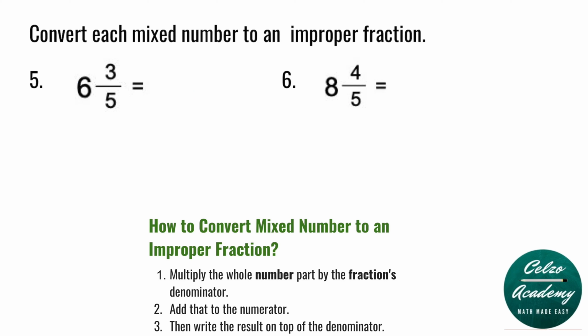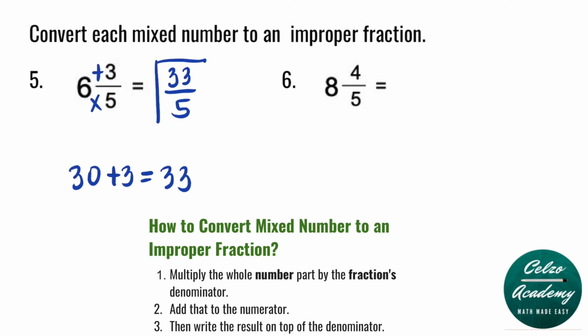Question 5. 6 and 3/5. Step 1 is to multiply the whole number 6 by the denominator 5, which is 30. And we will add a 30 to the numerator 3, and 30 plus 3 is 33. So we will have 33 over the denominator 5. So the answer is 33 over 5.